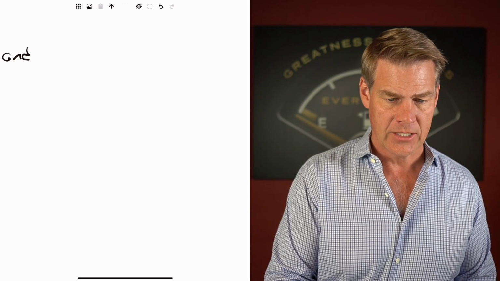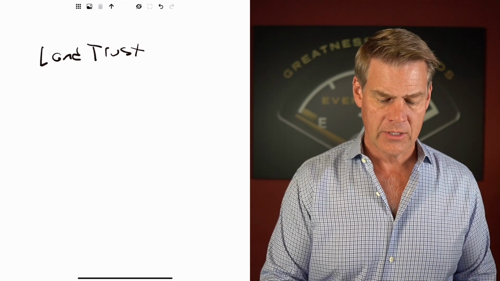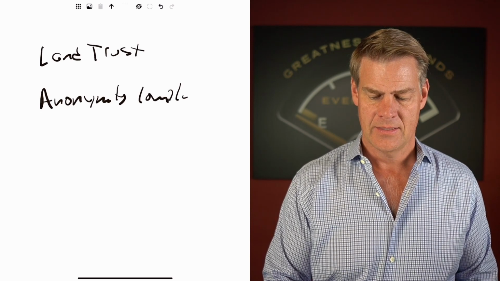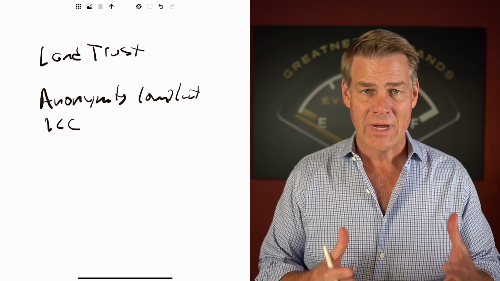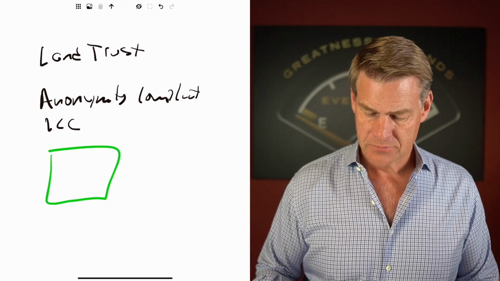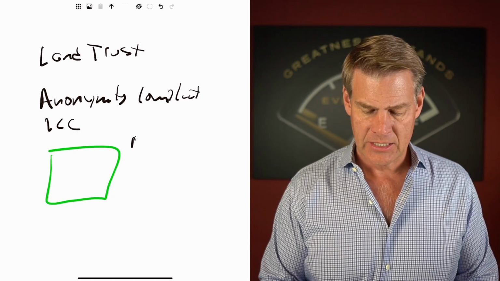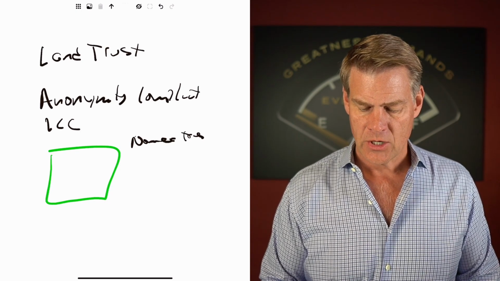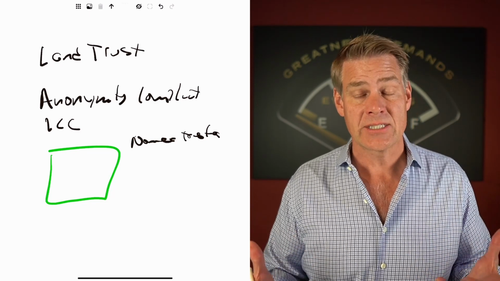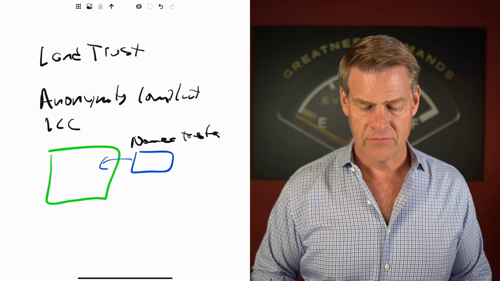Number one, you can create a land trust to take title to that property, or you can create an anonymity compliant LLC. So what is the difference here? Well, with a land trust, we'll create a trust, you can pick any name you want for it, and then you're going to have to use a trustee. A trustee can be a Wyoming LLC if you want to use that. You can set up a Wyoming LLC to be the trustee of your land trust.